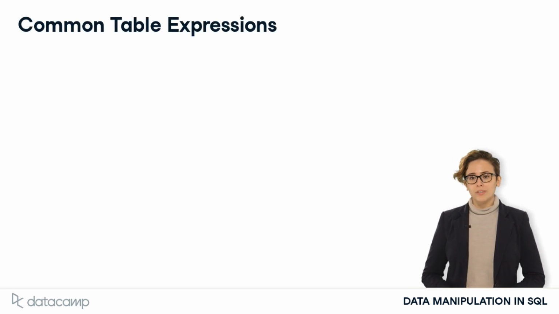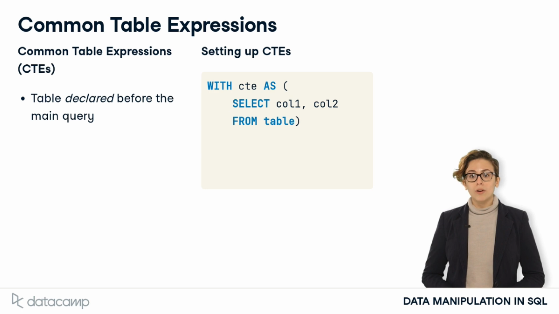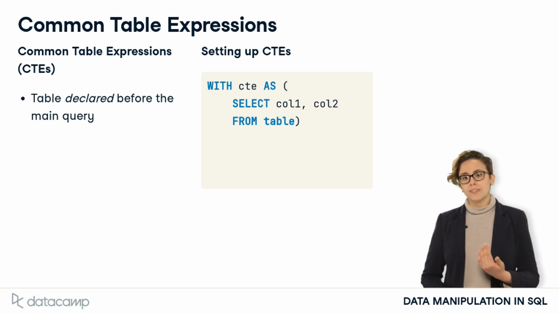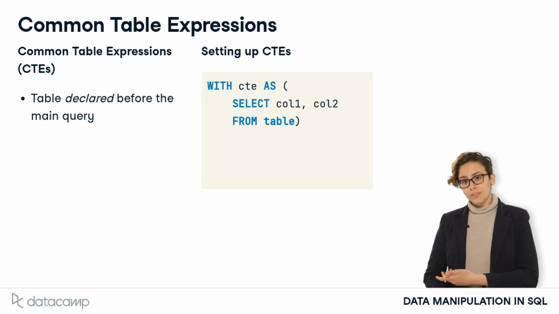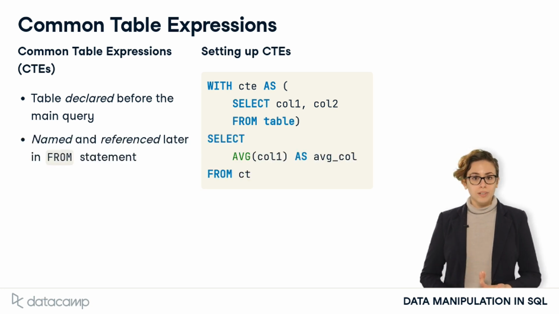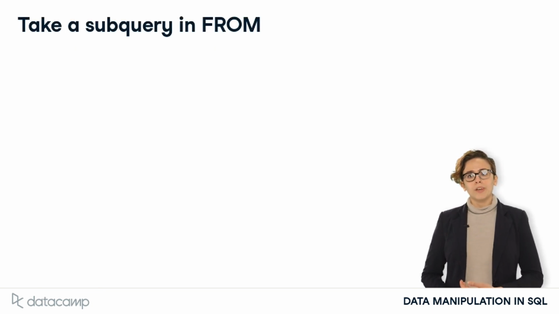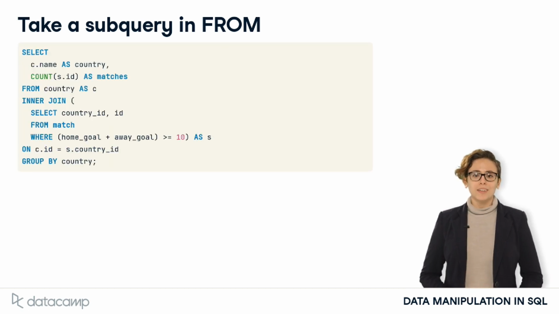Common table expressions, or CTEs, are a special type of subquery that are declared ahead of your main query, just like you see here. Instead of wrapping subqueries inside, say, the from statement, you name it using the with statement, and then reference it by name later on in the from statement as if it were any other table in your database. Let's rewrite a query from an exercise that you completed in Chapter 2 by using a CTE.